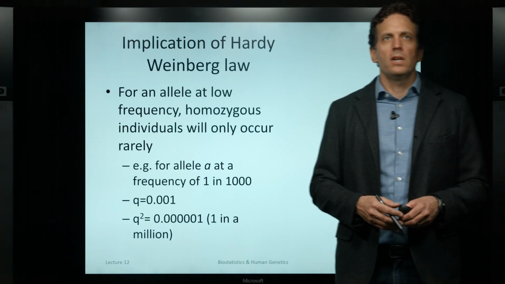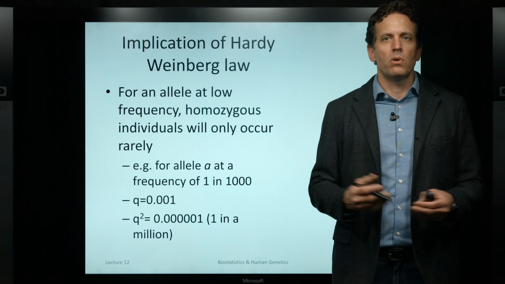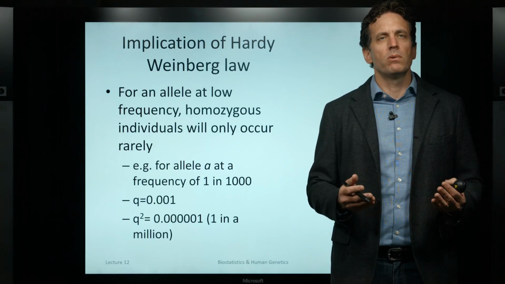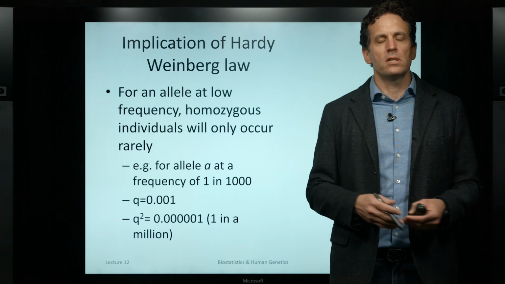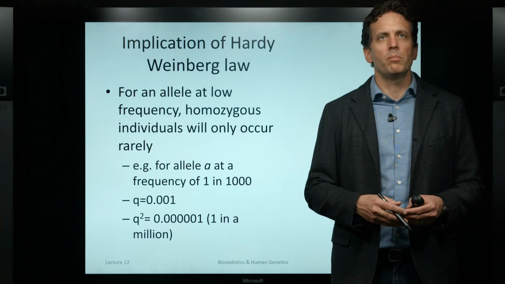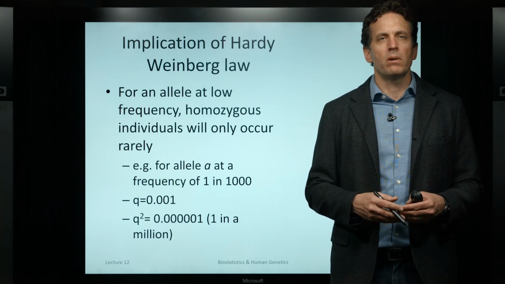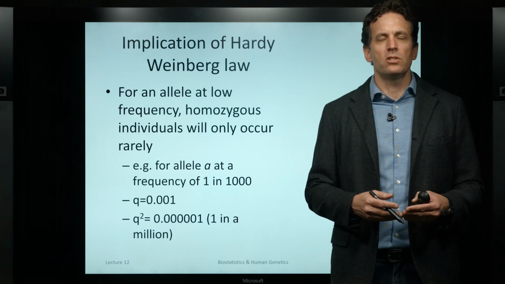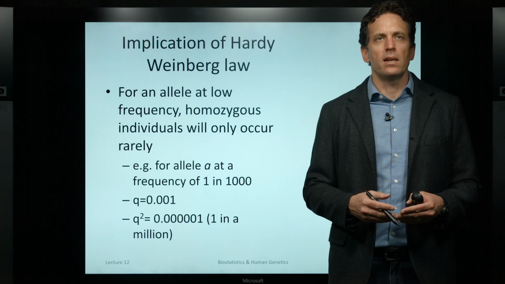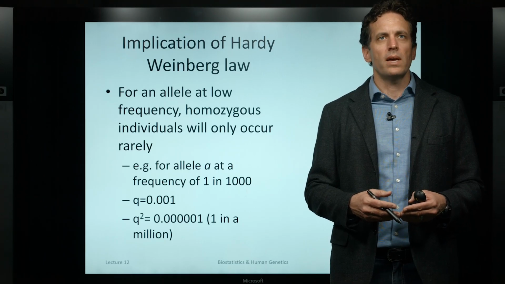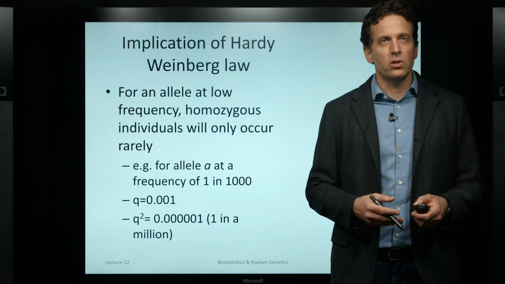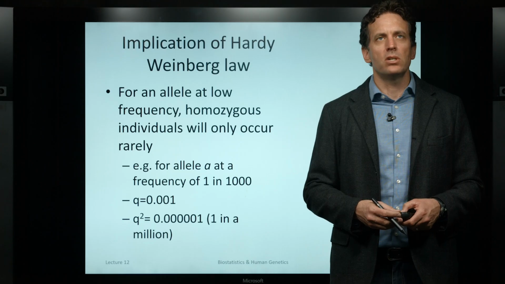And so there are some important implications of Hardy-Weinberg's law, as we saw in the example of the carrier testing for cystic fibrosis: for allele frequencies that are present at low frequencies in the population, homozygous individuals will occur very rarely. For example, if you have an allele that's present at a frequency of 1 in 1,000, so in this case q is equal to 0.001, the homozygote for the little a allele occurs at a frequency of q squared, which is equal to 0.000001, which is 1 in a million. And so that's one of the important implications of Hardy-Weinberg's law.